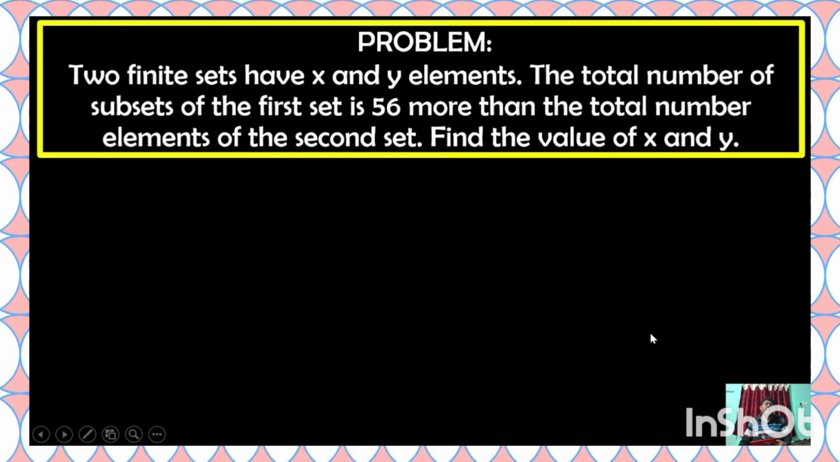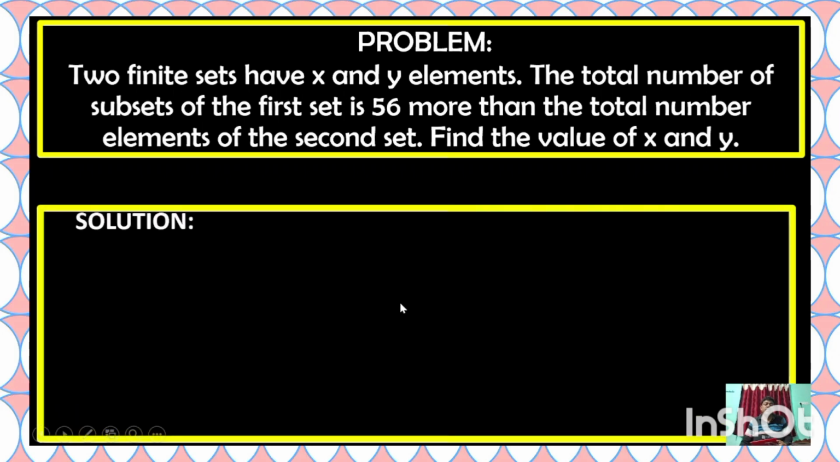Let us come to the next question here. Another interesting concept, which I am going to discuss. Two finite sets having x and y elements, the total number of subsets of the first set is 56 more than the total number of subsets of the second set. Find the value of x and y. One of the interesting, amazing concepts, based on the concept of set theory, most often found in different kinds of competitive exams.